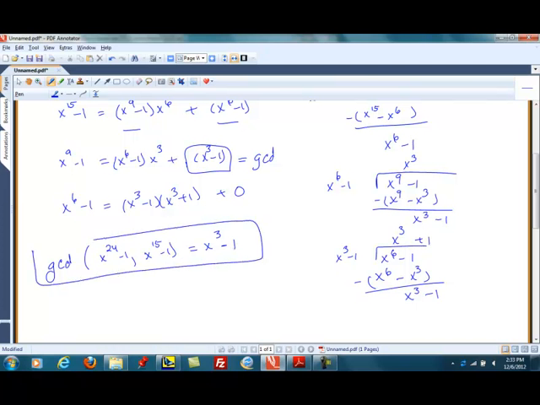Now we have to solve it as a linear equation, and we're going to go backwards. You're going to start where you found your GCD, and you're going to solve for that equation first. So you're going to have x cubed minus 1 is equal to x to the 9th minus 1 minus x to the 6th minus 1 times x cubed, because I just solved this equation right here for x cubed minus 1.